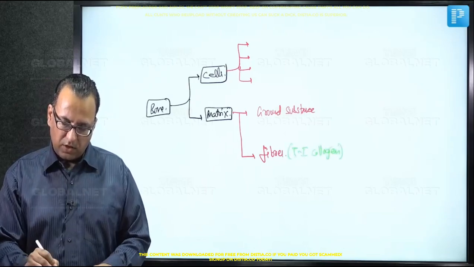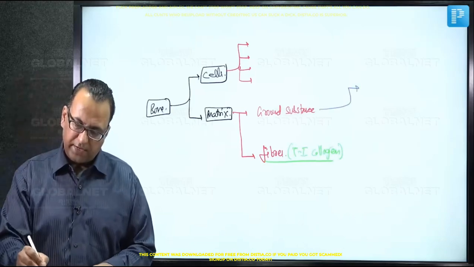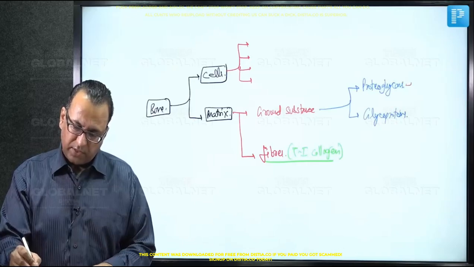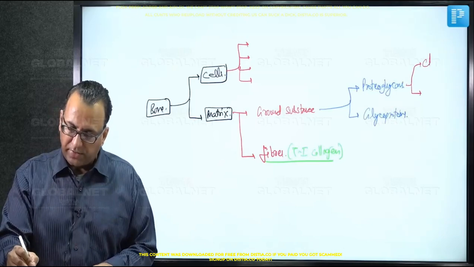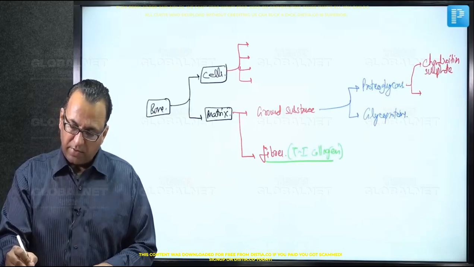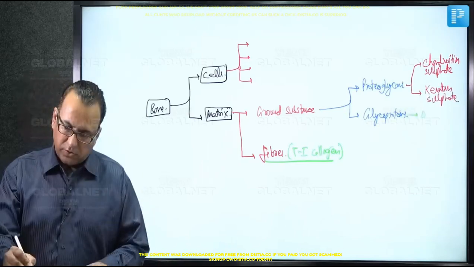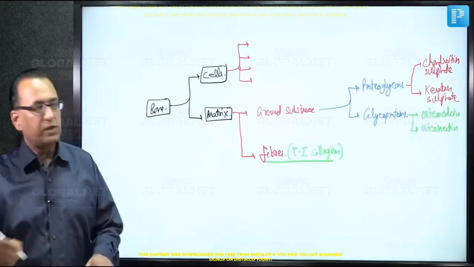And what about the ground substance? In the ground substance, we have got the proteoglycans and the glycoproteins. Now, when we are talking about the proteoglycans, we have several components, 2 of which we have to remember: the chondroitin sulfate and the keratan sulfate, coming as MCQs. And when it comes to the glycoproteins, we should remember some of the proteins like the osteocalcin and osteonectin. Now, this is the organic component of the bone.